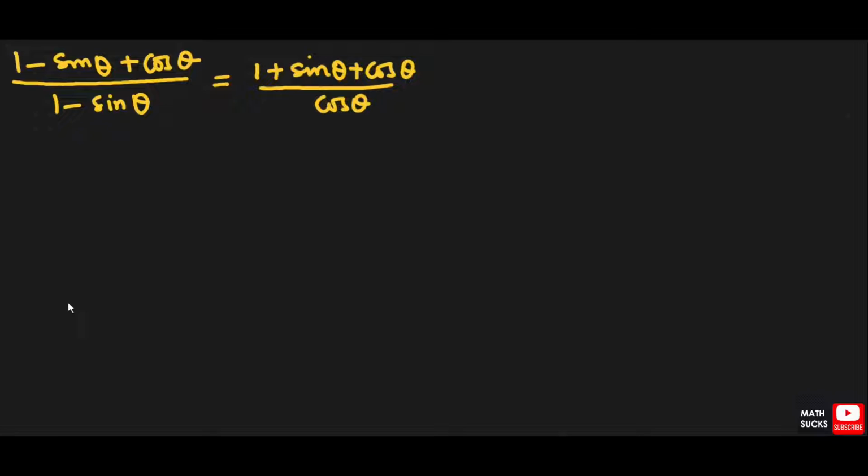In this video, we are going to look at how we can verify this trigonometric identity, or how we can prove that (1 minus sine theta plus cosine of theta) over (1 minus sine theta) is equal to (1 plus sine theta plus cos of theta) over cosine theta.